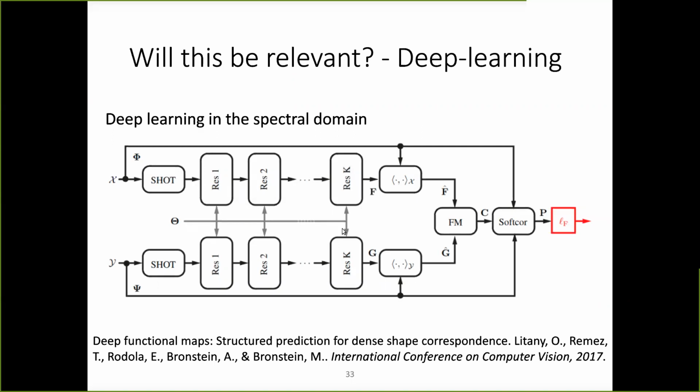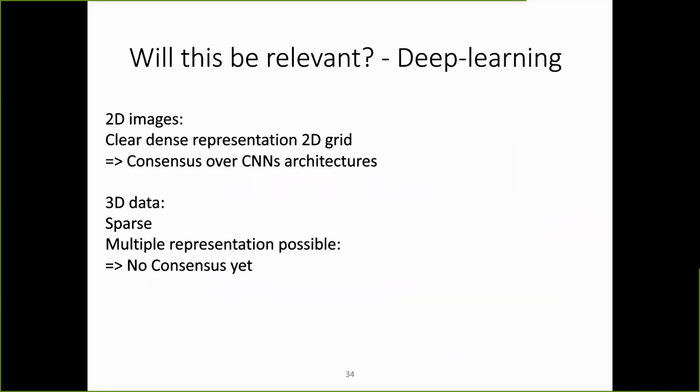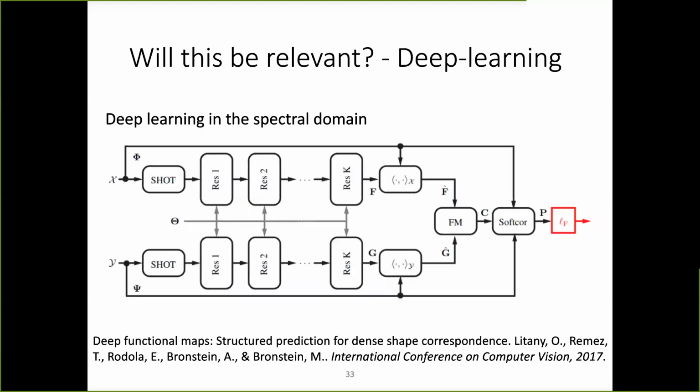For example, they solved the shape correspondence problem that I mentioned before, and they use the eigenfunctions as a sparse, compact representation. And they solved the functional map problem with a deep learning approach. I have to acknowledge that I was looking at the number of citations of this paper, and I think it's from 2017 and they got something like 80 citations. So it's not something that is a game changer in the field.